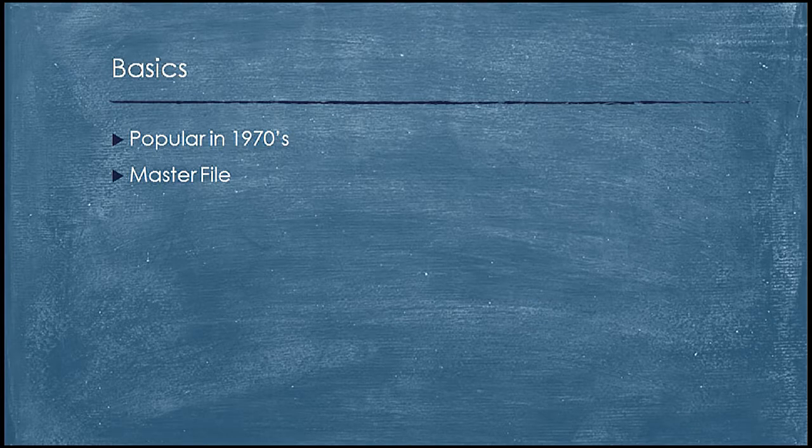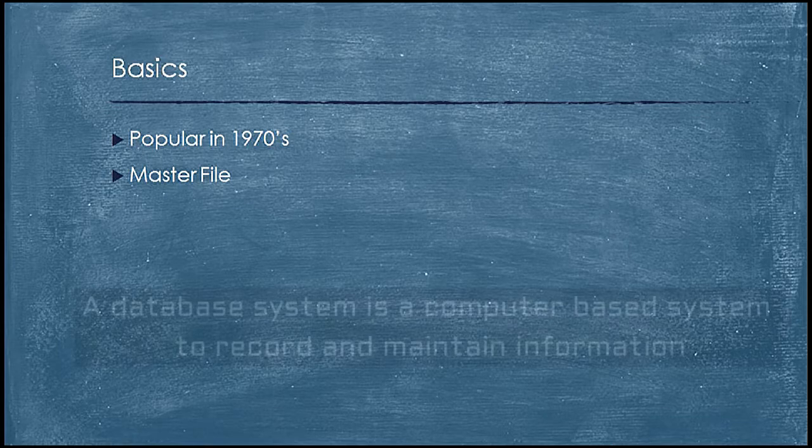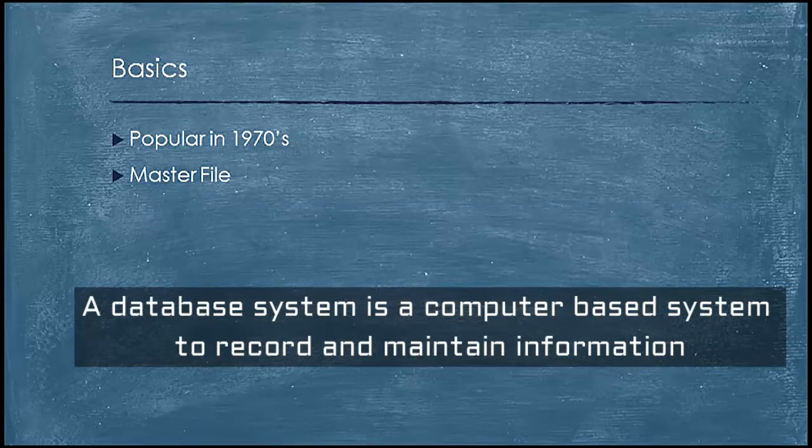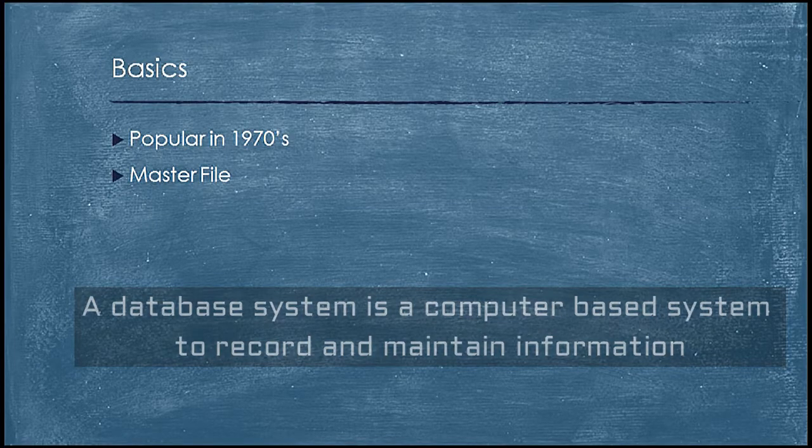Efforts to use a common master file for a number of application programs resulted in the problem of integrity and security. A database system is a computer-based system to record and maintain information. The information concerned can be anything of significance to the organization for whose use it is intended.